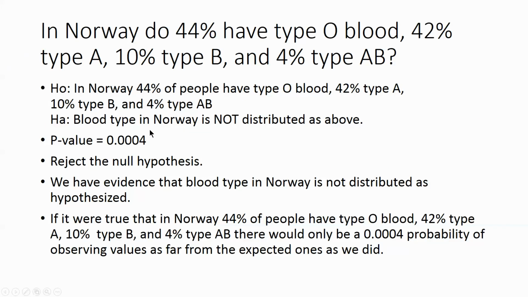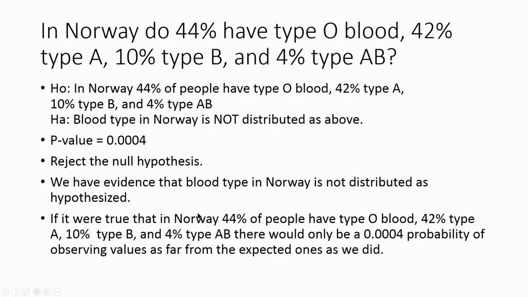And now we can do the full hypothesis test. In Norway, do 44% have type O blood, 42% type A, 10% type B, and 4% type AB? So the null hypothesis is that this is what Norway looks like. The alternative is that it's not. With the help of technology, we get a p-value of 0.0004. So we reject the null hypothesis. We got a tiny p-value. When you reject the null, you have evidence that the alternative is true. We have evidence that blood type in Norway is not distributed as hypothesized up here.